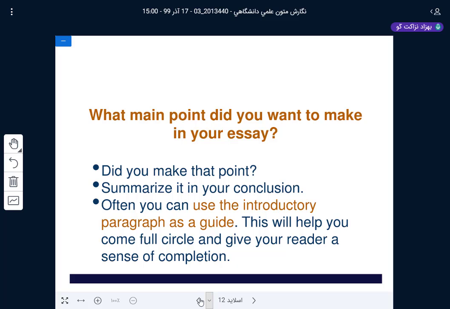Often you can use the introductory paragraph as a guide. So that is why when you are writing, this cyclic return to the introduction will lead us to the main points which are stated in the thesis statement. So this is very important. This will help us come full circle and give our reader a sense of completion.